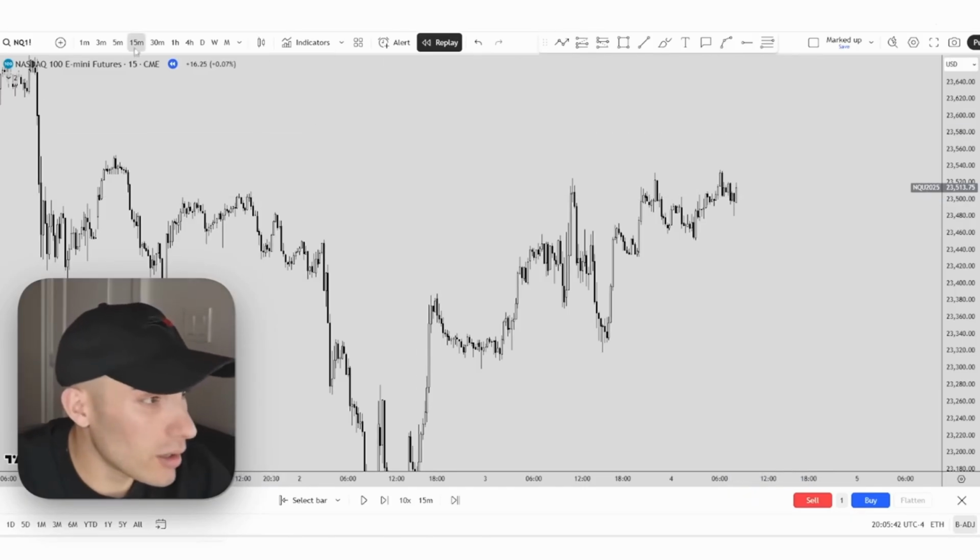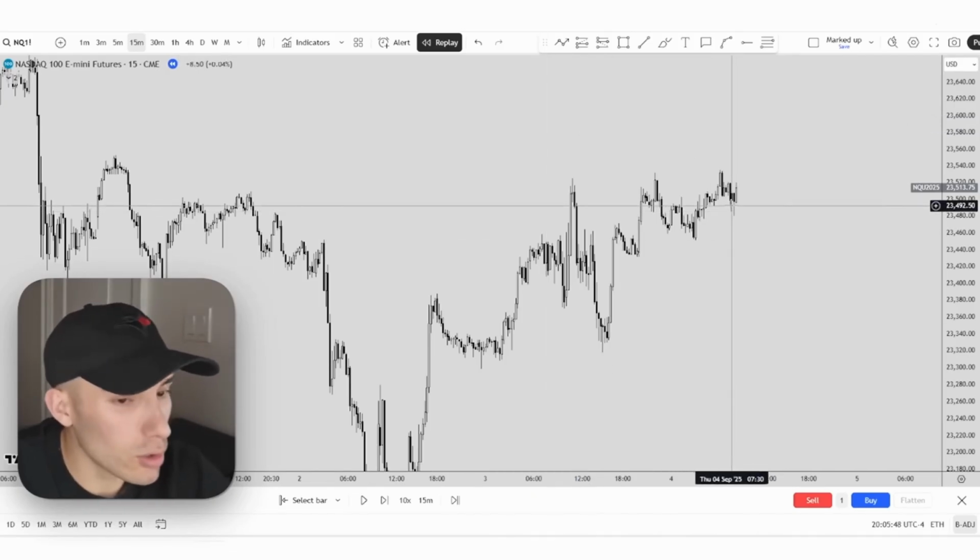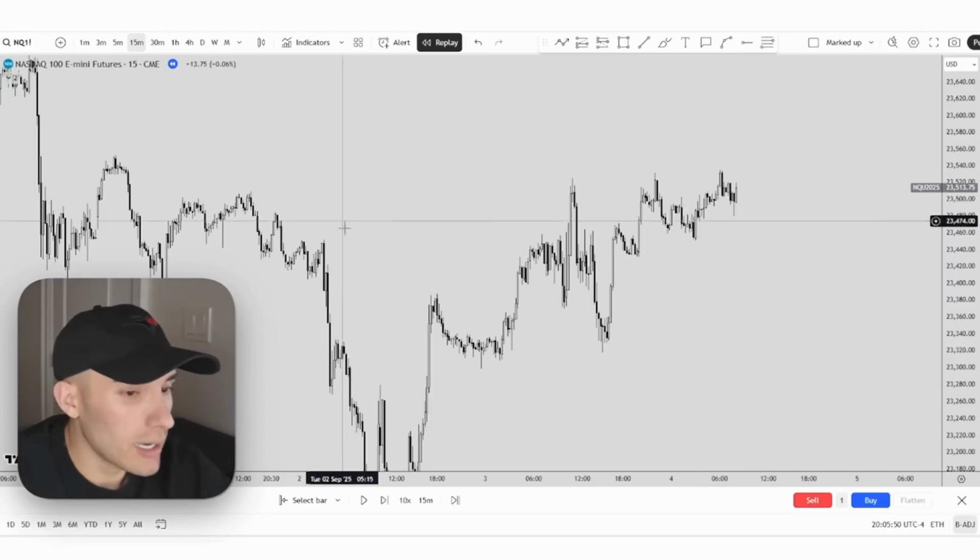Right now we are on the 15-minute time frame. I have price rewound to around 8 a.m., so just about New York open, not stock open, but New York open. Now let's mark up this chart in front of us, kind of build that narrative.